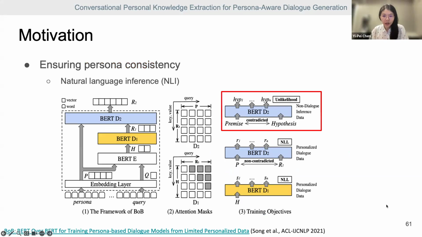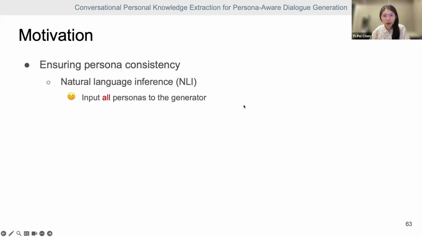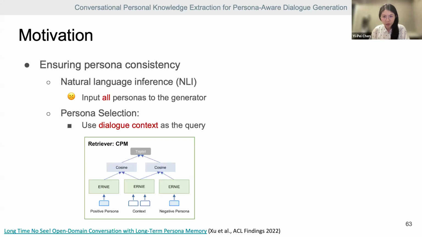To solve the inconsistency problem, natural language inference, NLI, is largely used in the training process, so the data or the model are usually used in ensuring persona consistency. However, in the generation steps, all personas are used, and existing persona selection methods use the dialogue context as the query.